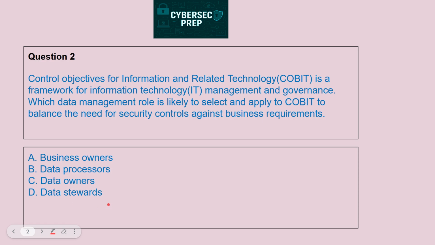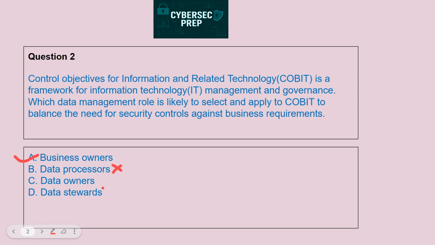See, business owners are those who have to balance the need to provide value with regulatory, security, and other requirements. This makes the adoption of a common framework like COBIT attractive. So business owners, option A, is looking like a good answer to this question. But let's see what other options are. Data processors. Data processors are the ones which are required to perform specific actions under regulations like EU GDPR. So this option is not looking relevant as of now, right?